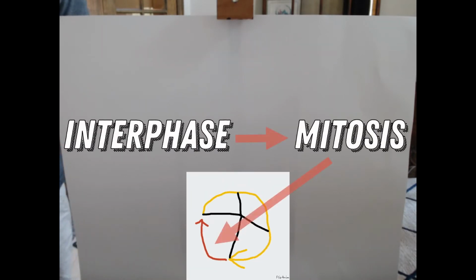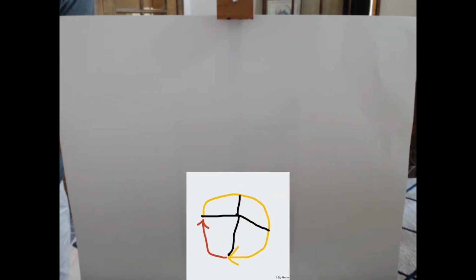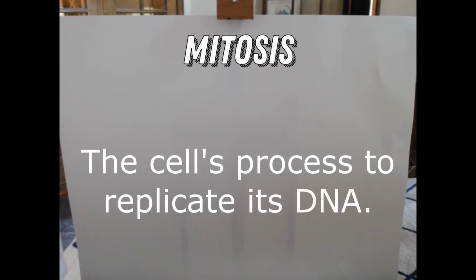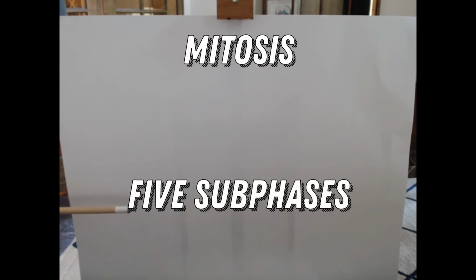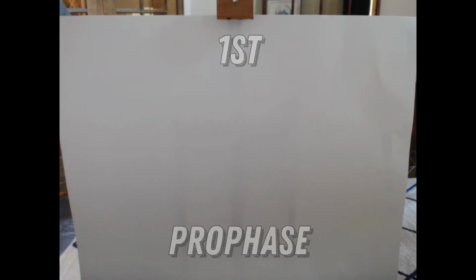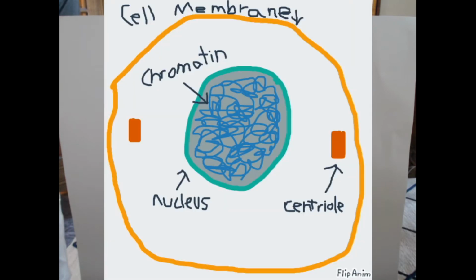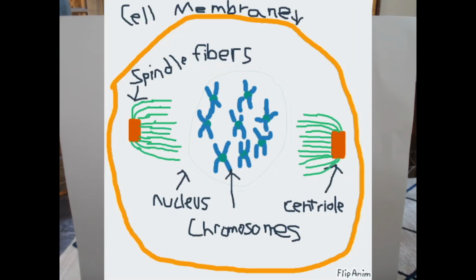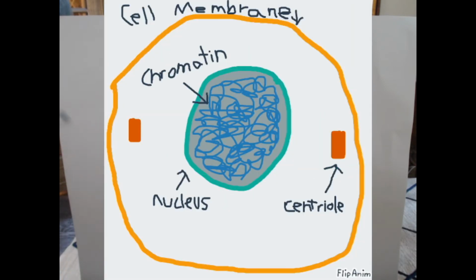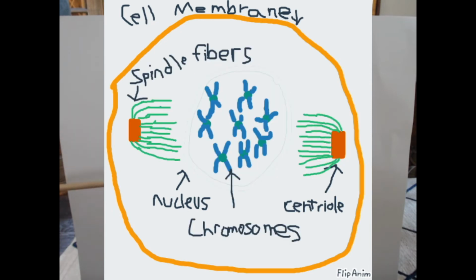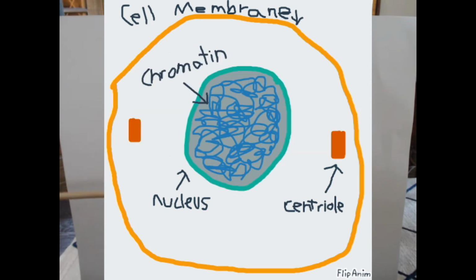After interphase comes mitosis. Mitosis is the cell's process to divide and replicate its DNA, and it has 5 subphases. The first is prophase, where chromosomes are formed in the nucleus, the nuclear wall breaks down, and centrioles create spindle fibers, which attach to the centromere of each chromosome.